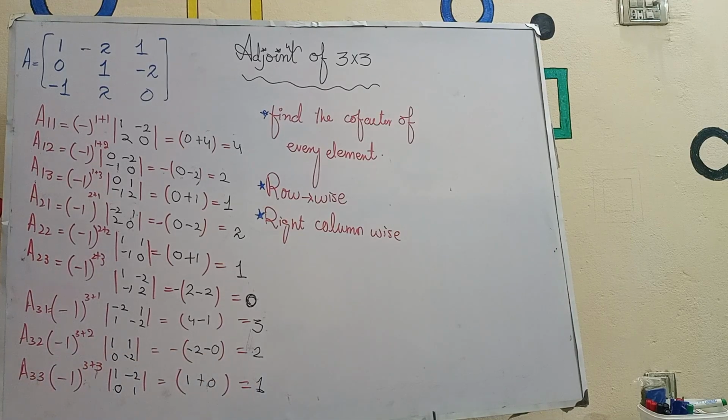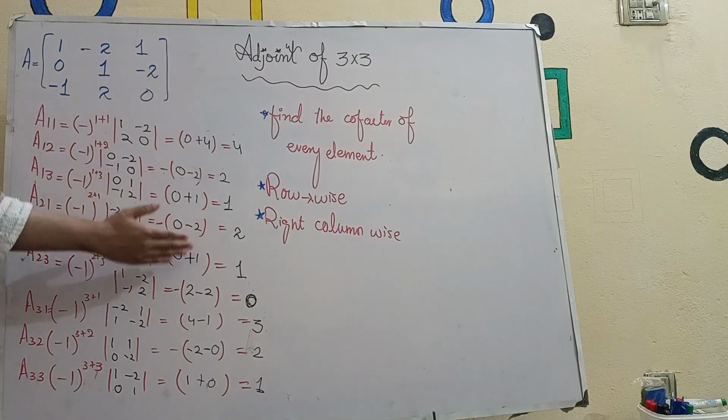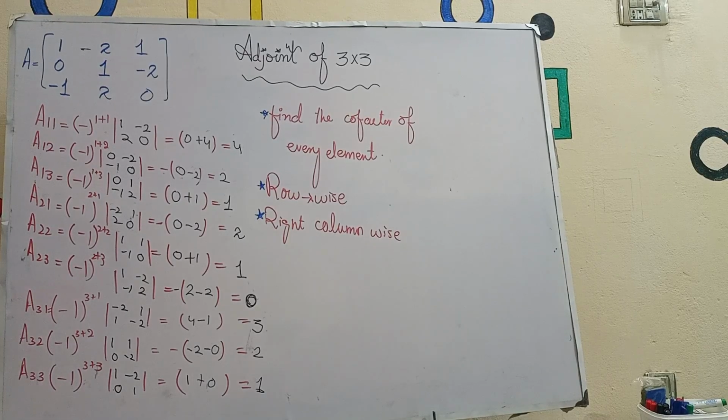So friends, here we have calculated the cofactor of each and every element, and for the first element cofactor we have found 4, then 2, then 1, then 2, 1, 0, 3, 2, 1. Now we have calculated the cofactors row wise. Now we have to write these cofactors in a column wise method to write the adjoint matrix. Friends, I am not left with any space over here and I don't want to erase it because I have to tell you how to write these.